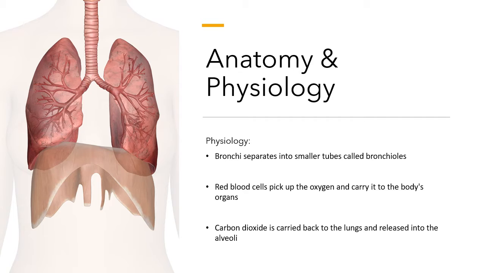Inside the lungs themselves are bronchi, which are tubes that run from the trachea into the lung. The bronchi separate into smaller tubes called bronchioles, which help air reach the alveoli and into the bloodstream. The red blood cells pick up the oxygen and carry it to the body's organs and tissues. As the blood cells release the oxygen, they pick up carbon dioxide, a waste product of metabolism. The carbon dioxide is then carried back to the lungs and released into the alveoli. With each exhalation, carbon dioxide is expelled from the bronchi out through the trachea.